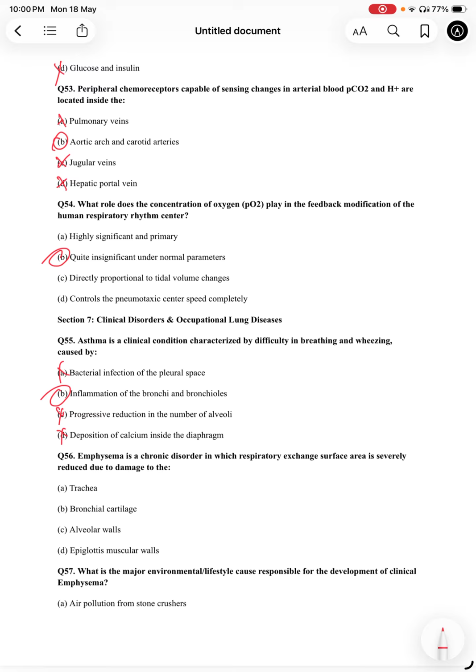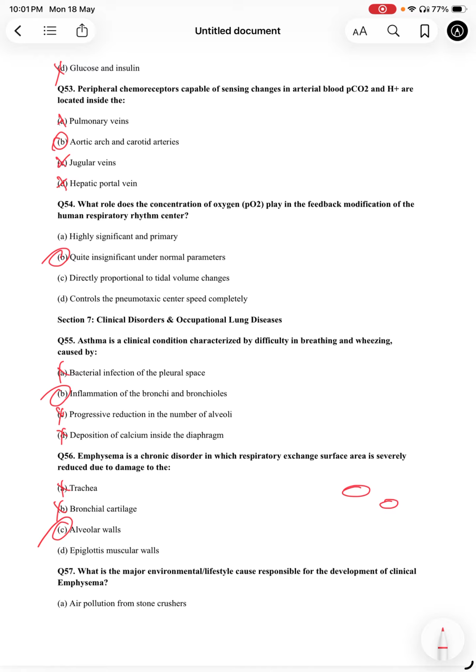Okay. Emphysema is a chronic disorder in which the respiratory exchange surface is severely reduced due to damage to: alveolar walls, epiglottis muscular walls, bronchial cartilage, trachea? No, it is not trachea. It can't be bronchial cartilage also. Alveolar walls, correct? It's damage of the alveolar walls. Basically, it's a progressive obstructive lung disease, where chronic irritation leads to the permanent breakage of the alveolar wall. It breaks down. So individual alveoli fuse into less elastic air pockets, reducing the total surface area available for gas diffusion.